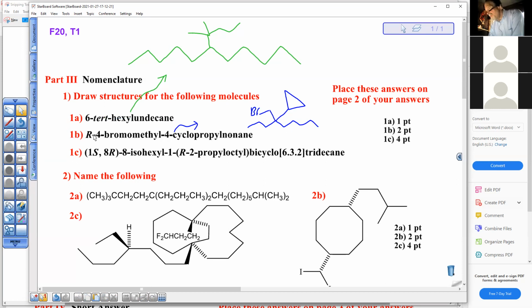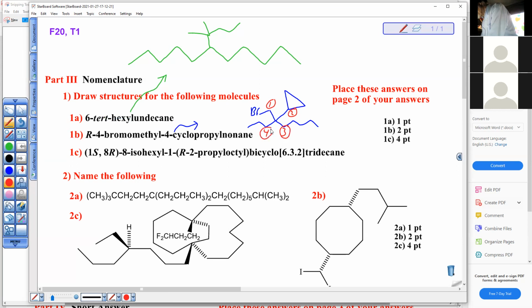We have to do an R stereocenter. So to do that, first you do your priorities. 1, 2, 3, 4. A carbon with a bromine has a higher priority than a carbon with 2 carbons. It has a higher priority than a carbon with 1 carbon.